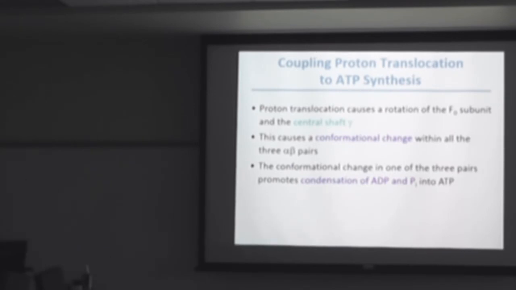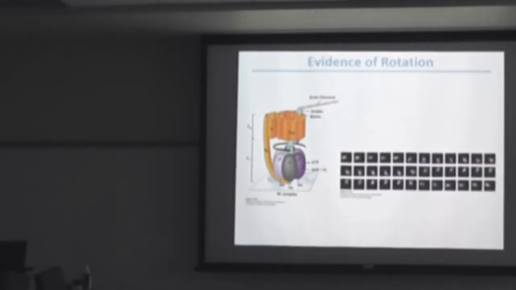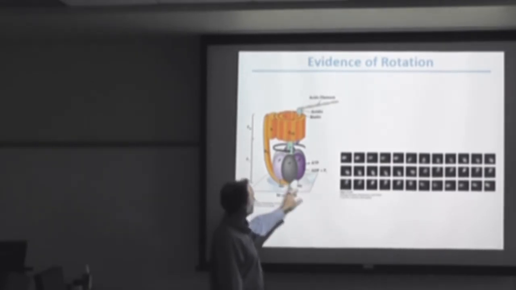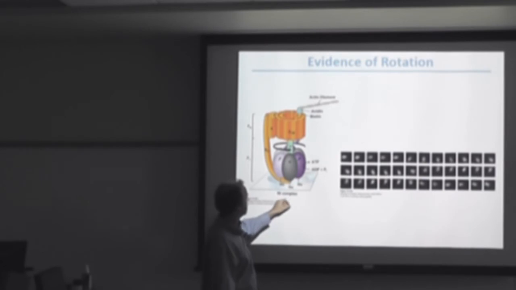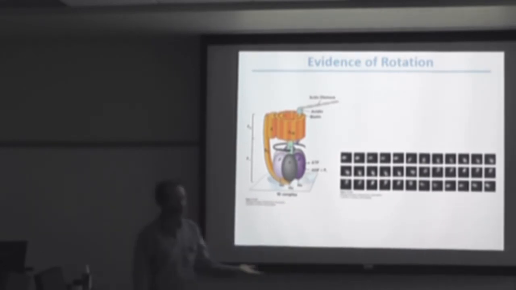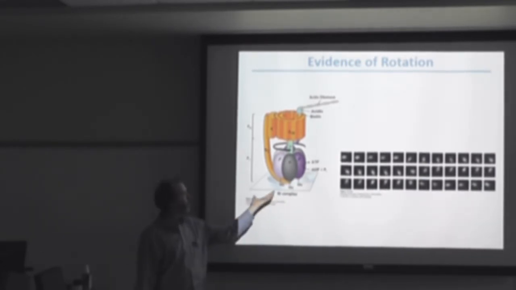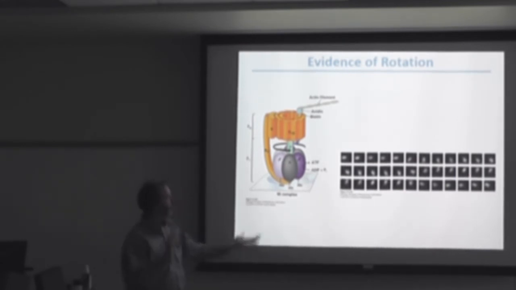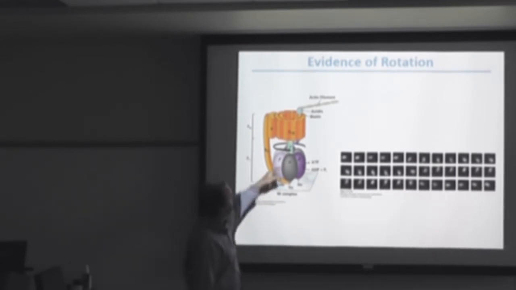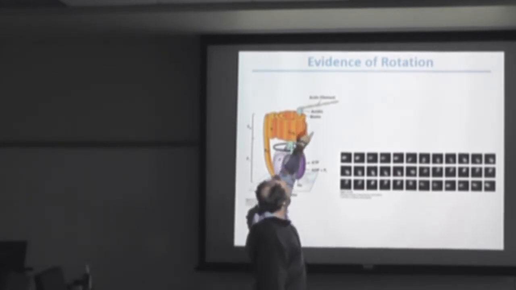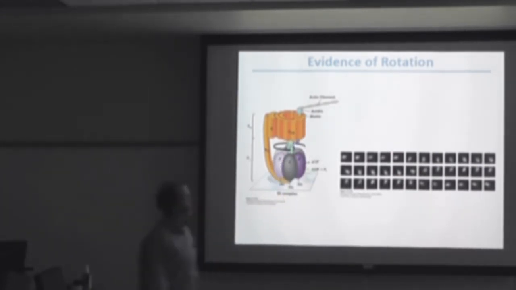And here's where you get the evidence of rotation. In this experiment, what did they do? They added histidines to the different subunits, and then they have a nickel complex on a slide, so it stays in one particular location on the slide. You have a biotinylated actin filament, and then they can rotate that.